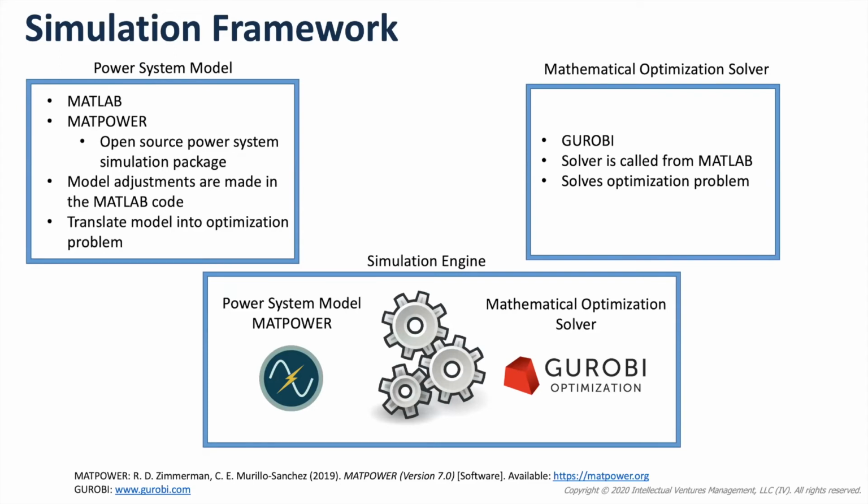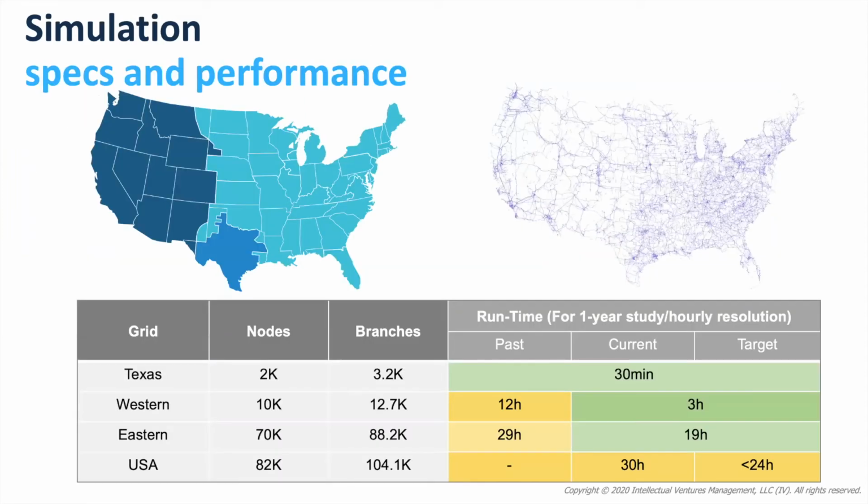It translates the power system model into a linear optimization problem, which is then solved by the commercial solver Gurobi. As I said, we would like to go as much open source as possible. For the optimization solver, we just don't have a powerful open source solution. As you can see on the next slide, some specs and performance.